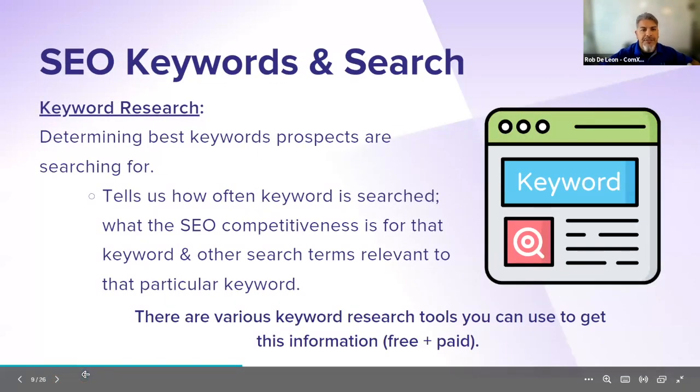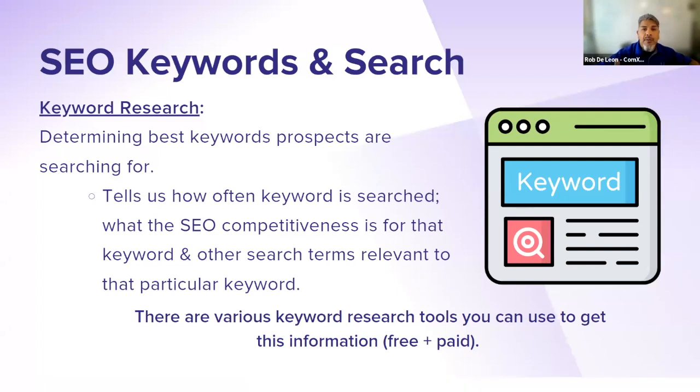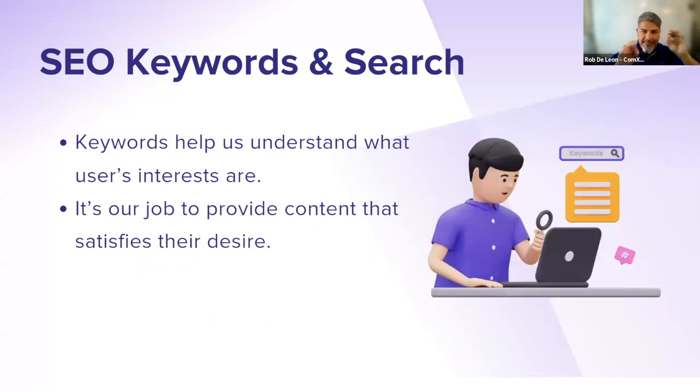SEO keywords and search. Determine the best keyword prospects are searching for. Okay, so tell us how often a keyword is searched, what's the SEO competitiveness for that keyword, and other search terms related to that particular keyword, right? So there are various keyword search tools that you can use. Some are free and some are paid. But knowing this information is going to help us make that list of which keywords are possible in this scenario, even if it's not the specific keyword that we think that people are looking for.